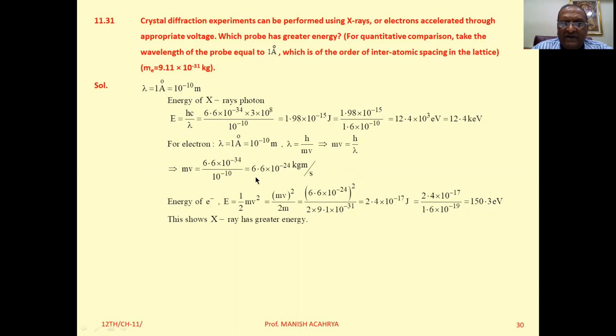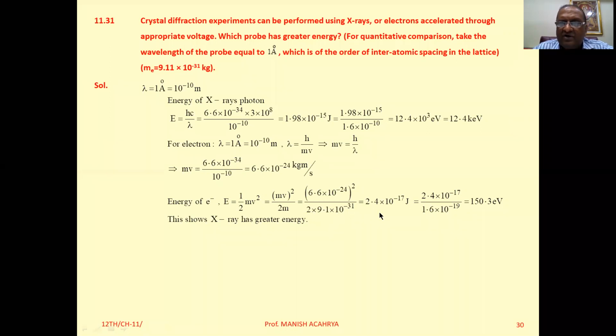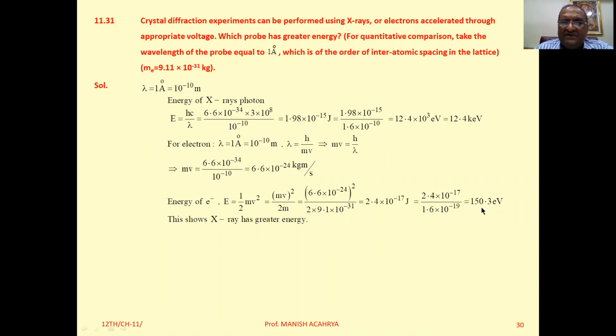Substitute the value of h and lambda, you will get momentum. Then substitute the value of momentum here, take square of it, divide by 2 into mass of electron, and you will get energy in terms of joule. Then divide it by 1.6 into 10 raised to minus 19. You will get energy in terms of electron volt. So here energy of X-ray photons is large compared to energy of electron. Clear to all of you?